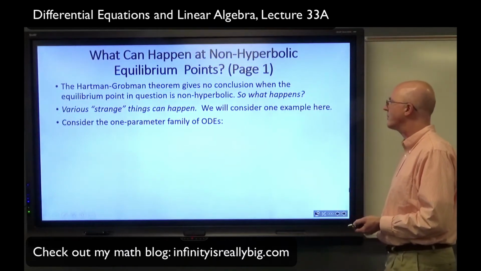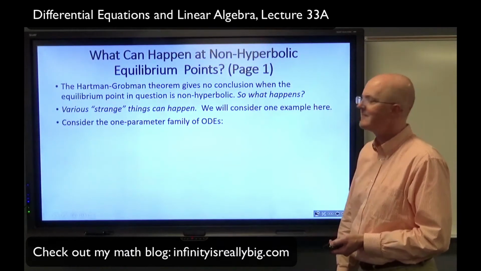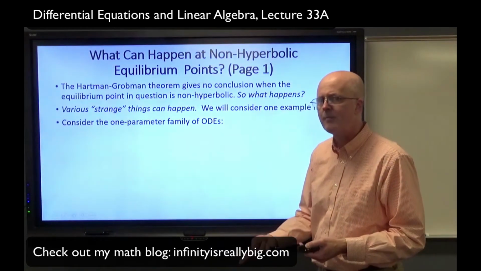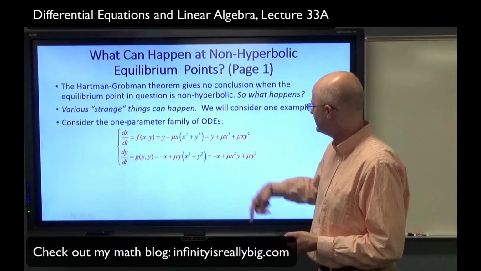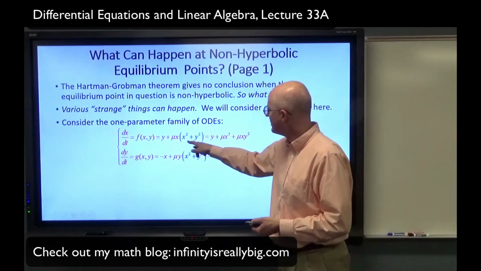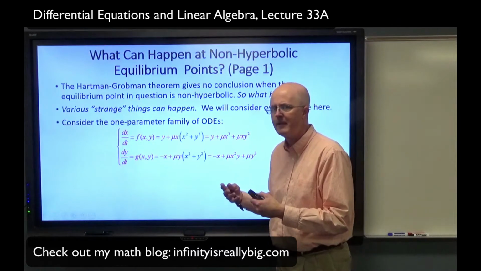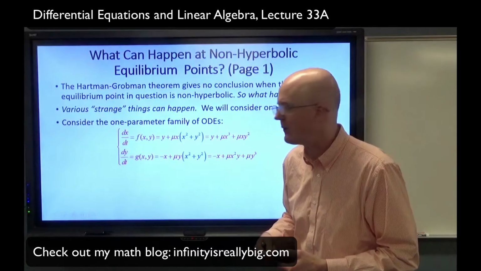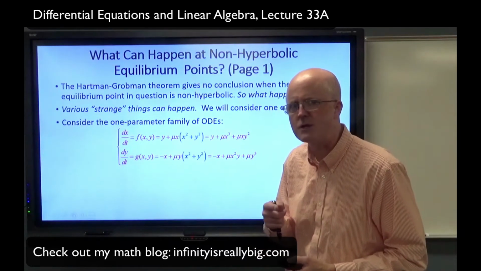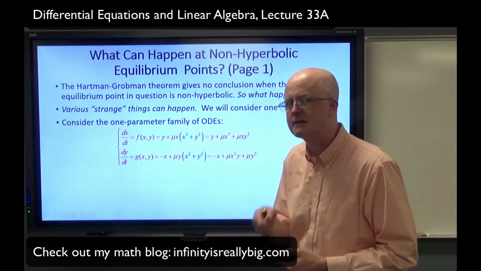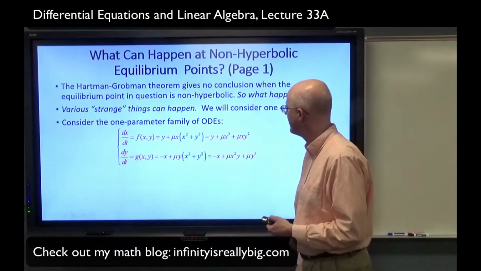We're going to look at a one-parameter family of ODEs. It's going to be cubic in x and y, and there's going to be a parameter, mu. Here's the system. I've got x squared plus y squared highlighted in blue, because it equals the square of the distance to the origin. In other words, it's the square of r, the polar coordinate, giving the distance to the origin. That's going to be important.